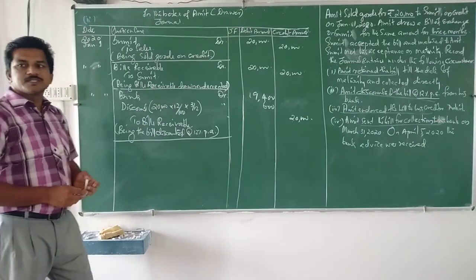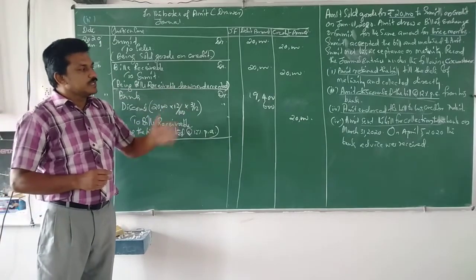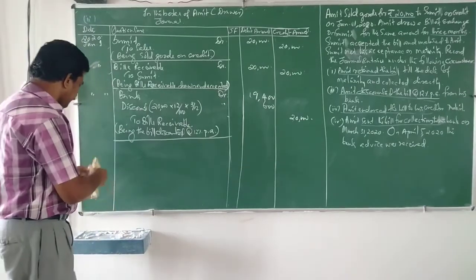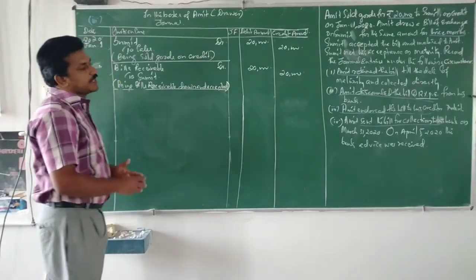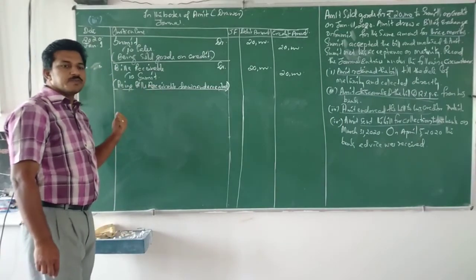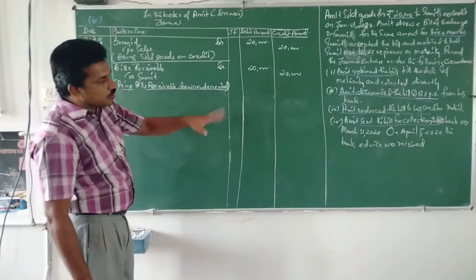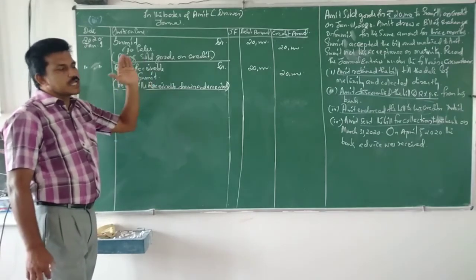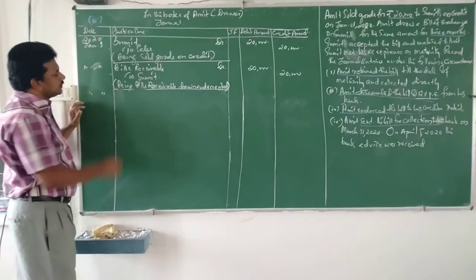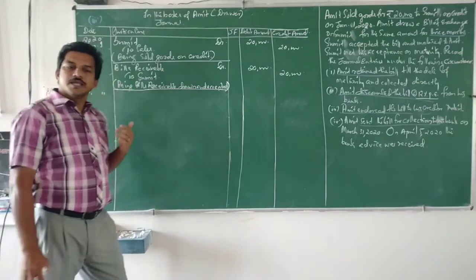Okay, then let us discuss the third case. The bill is endorsed to the creditor. The third case: Amit endorsed the bill to his creditor Ankit. So he has given the bill to Ankit. When it is given, the date is not given, so we can assume that it is given on the same date of drawing the bill. So we can write here January 1st, 2020, the bill is given to Ankit.